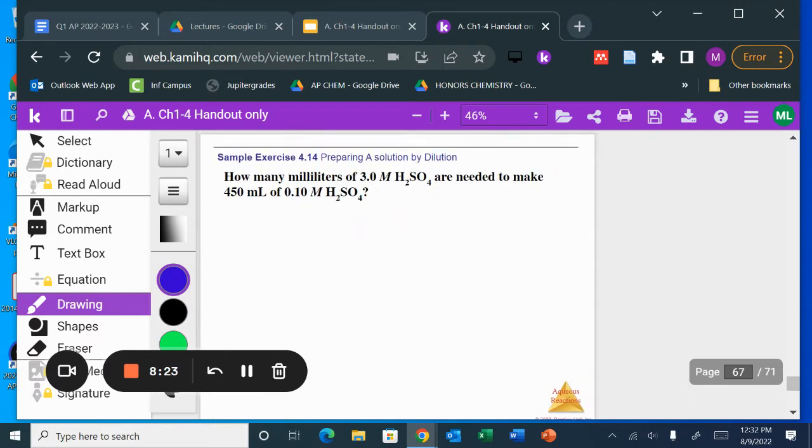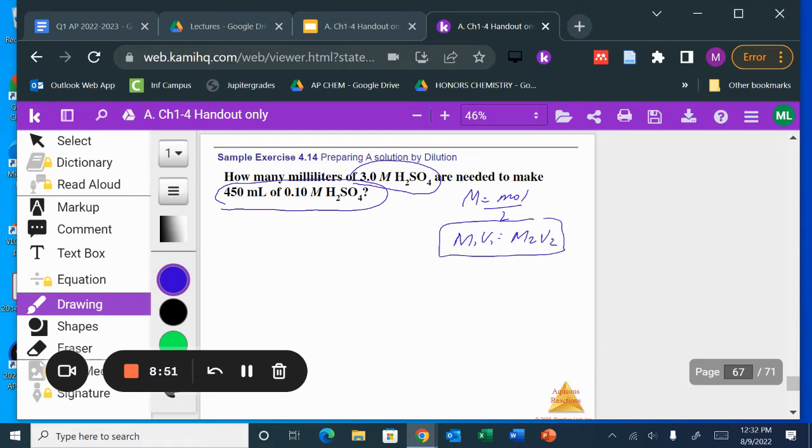This one is another dilution. How many milliliters of 3 molar H2SO4 are needed to make 450 mL of 0.10 molar H2SO4? Okay, so you're just diluting it. You're already in an aqueous solution. Which formula should I use? Should I use molarity is equal to moles over liters, or should I use M1V1 equals M2V2? You're right, you should use M1V1 equals M2V2. The reason is that the original solution is already in water. Okay, pause the video and try this yourself.